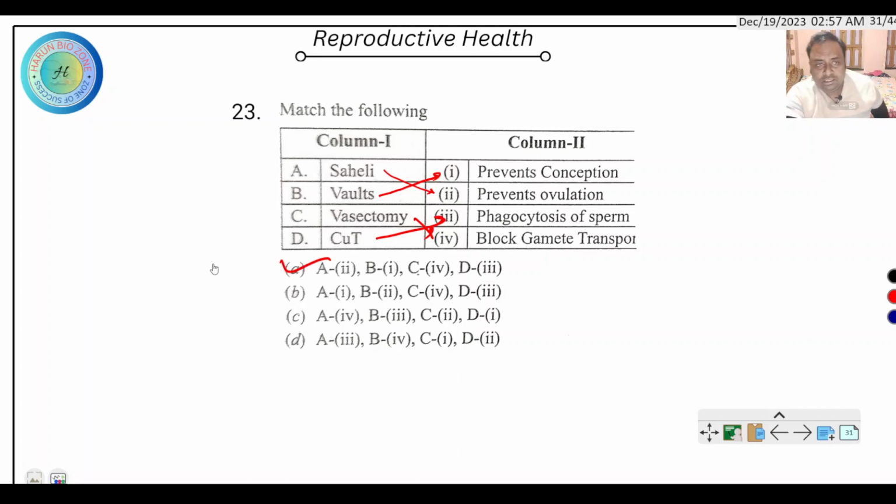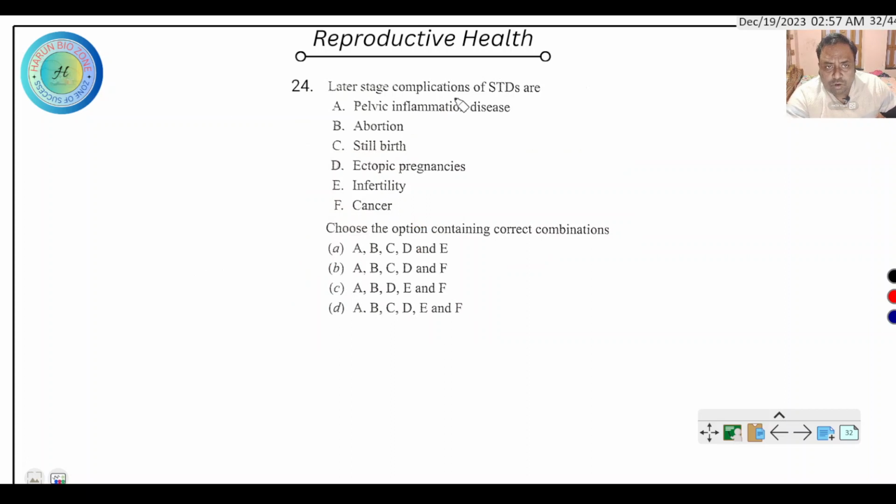Next question, later stage complication of STD. What is the later stage of STD? Pelvic inflammation disease, abortion, stillbirth, ectopic pregnancy, infertility, cancer. So after a sexually transmitted disease, what symptoms arise? First, pelvic inflammation disease. Different types of inflammation occur in the pelvic region. This is the right answer.